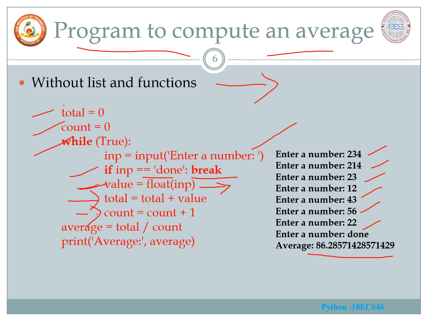Every time a value is entered, it keeps on checking if the value is done, else it will take the input as a floating number, find the sum of the values entered, and increment the count by 1. Every time it increments, the value varies and is added to the total.